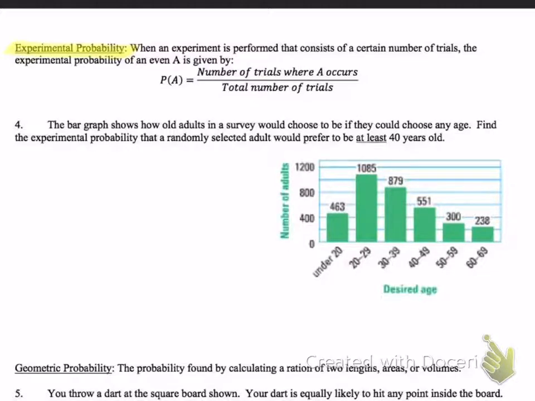So for number 4, it says we have a bar graph, and it shows how old adults in a survey would choose to be if they could choose any age. It's a weird survey. Anyway, find the experimental probability that a randomly selected adult would prefer to be at least 40 years old. So what does at least mean? Is it greater than or equal to or less than or equal to? Greater than or equal to 40. Not as many people choose to be greater than or equal to 40. So I would include this section right here from 40 to 69.